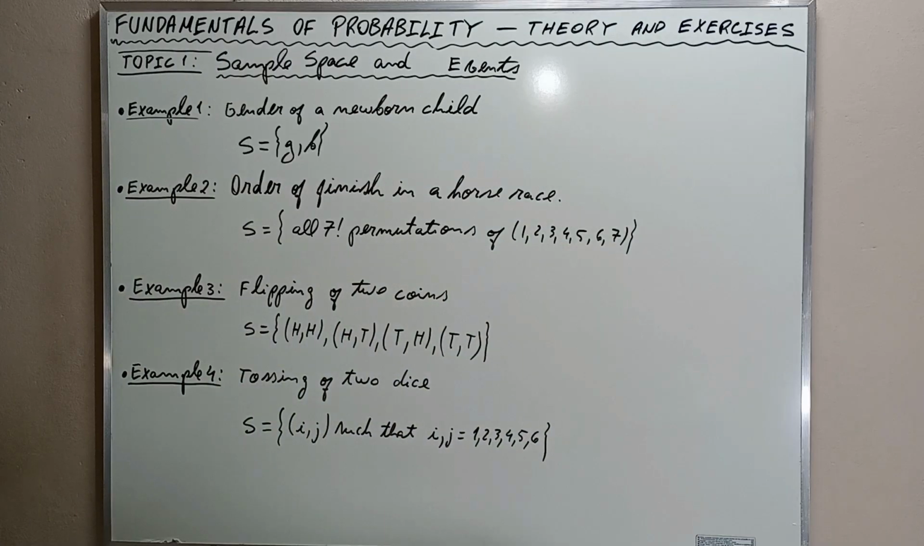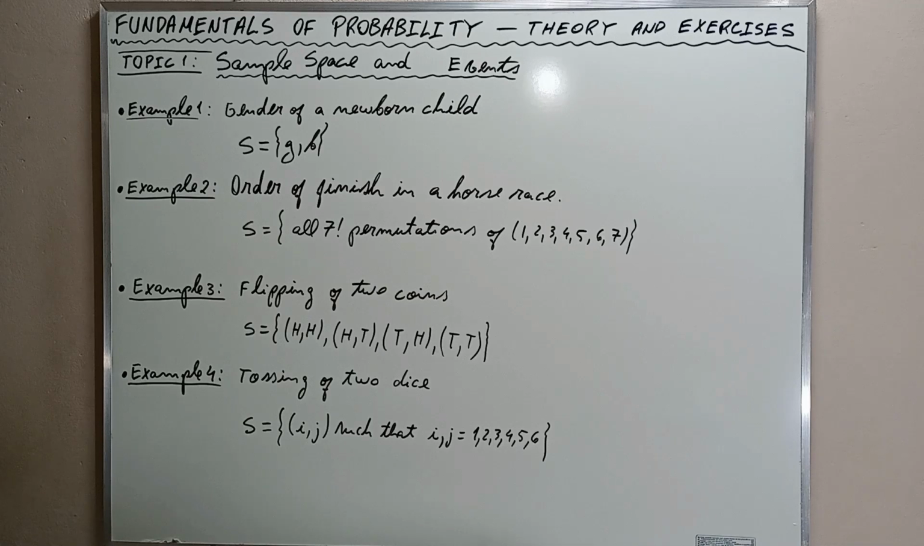Example number 1. If the outcome of an experiment consists in the determination of the gender of a newborn child, then the sample space will be G and B, in which the outcome G means that the child is a girl, and B that it is a boy.